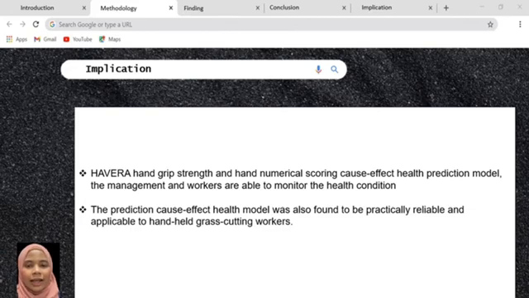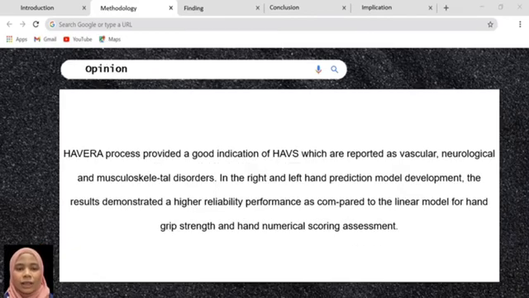Lastly, the prediction cause-effect health model was also found to be practically reliable and applicable to handheld grass cutting workers. In my opinion, this showed that the HAVERA process provided a good indication of HAVS, which are reported as vascular, neurological, and muscular disorders. In the right and left hand prediction model development, the results demonstrate a higher reliability performance compared to the linear model for hand grip strength and hand numerical scoring assessment.